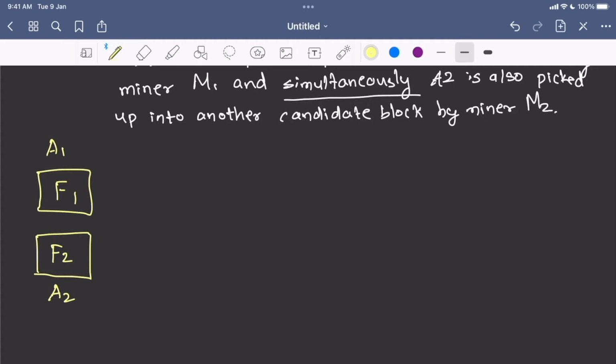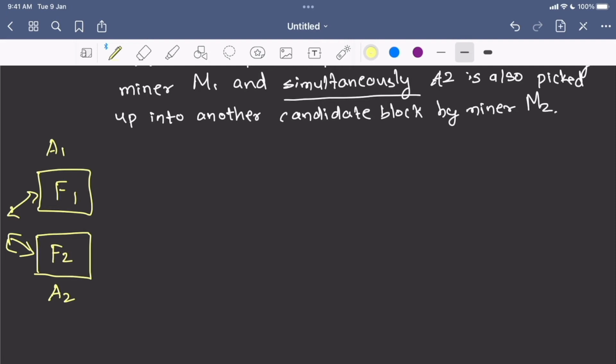But these two blocks can be broadcasted and confirmed, but they cannot be directly added to the chain since both blocks are confirmed at the same time. So this will remain as a fork. So basically what I mean, this will remain as a fork of the chain. So this will form a new chain. Let's call it the candidate chain F1 and F2.